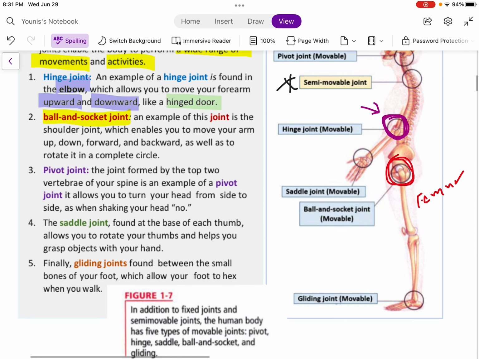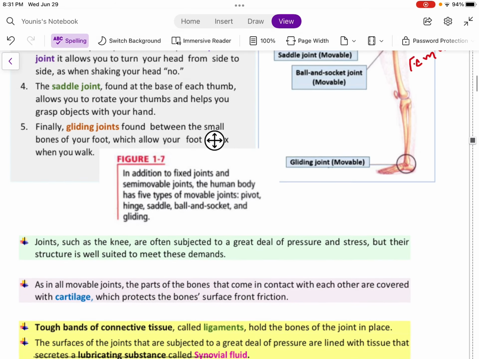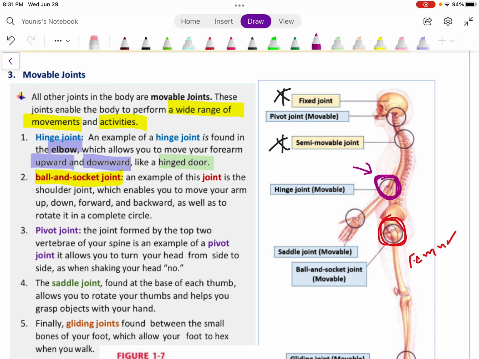So how many kinds of movements can it provide? Let me highlight it. You see, up, down, forward, backward. So it could be like a complete circle, rotation.